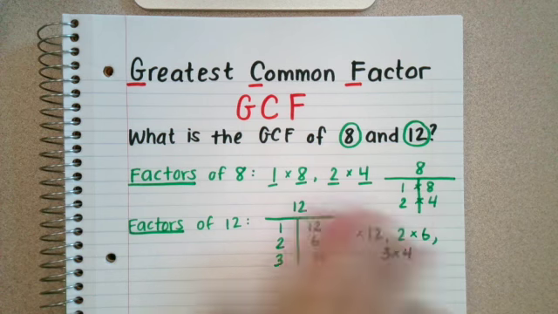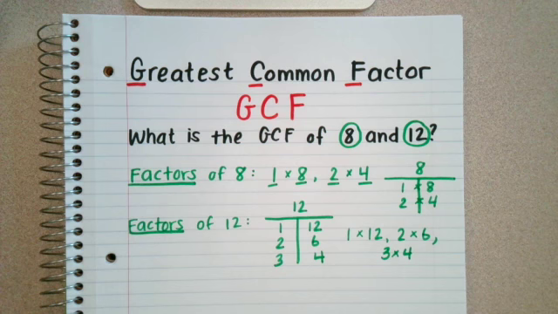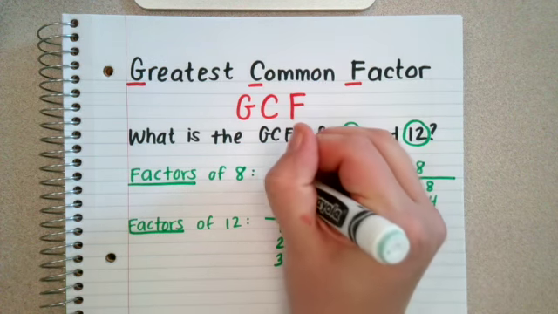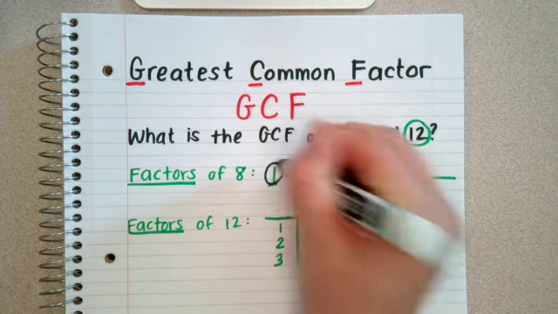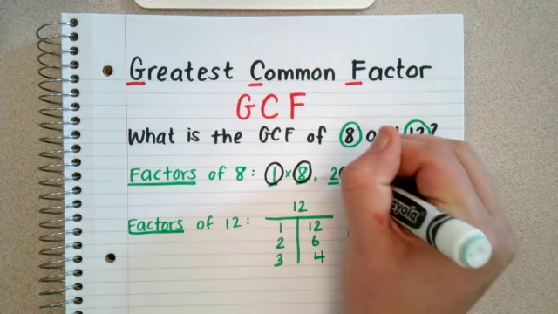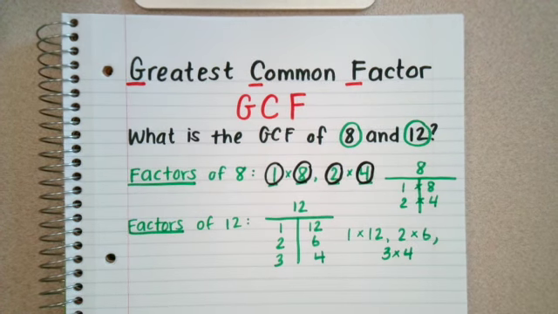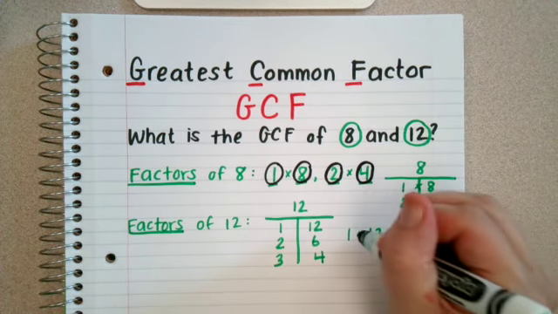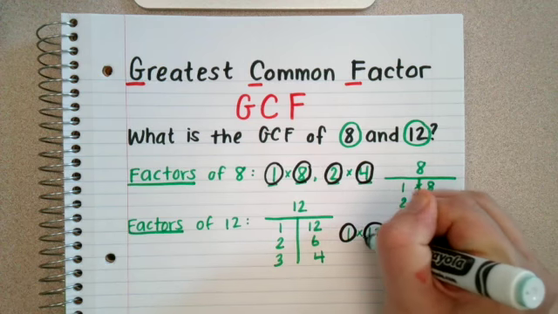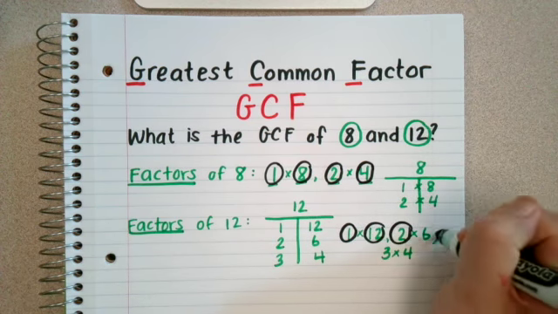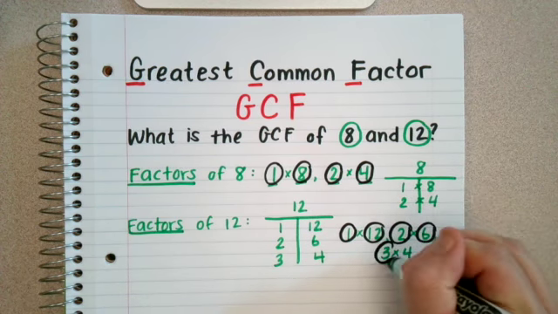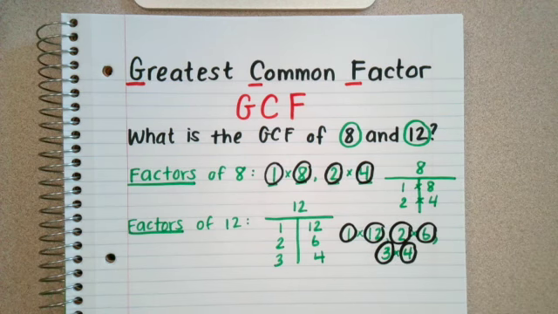So it looks like I have a lot of numbers here. So the next thing I'm going to do, and I would suggest that you do this also, is circle all of the factors, just so I don't get mixed up. I'm going to circle my factors. So those are the factors of 8. And these are my factors of 12.